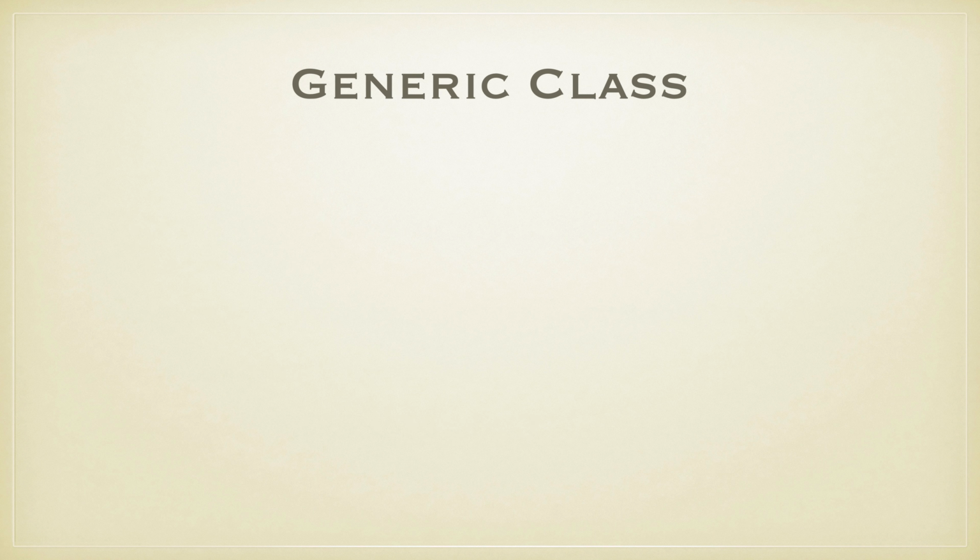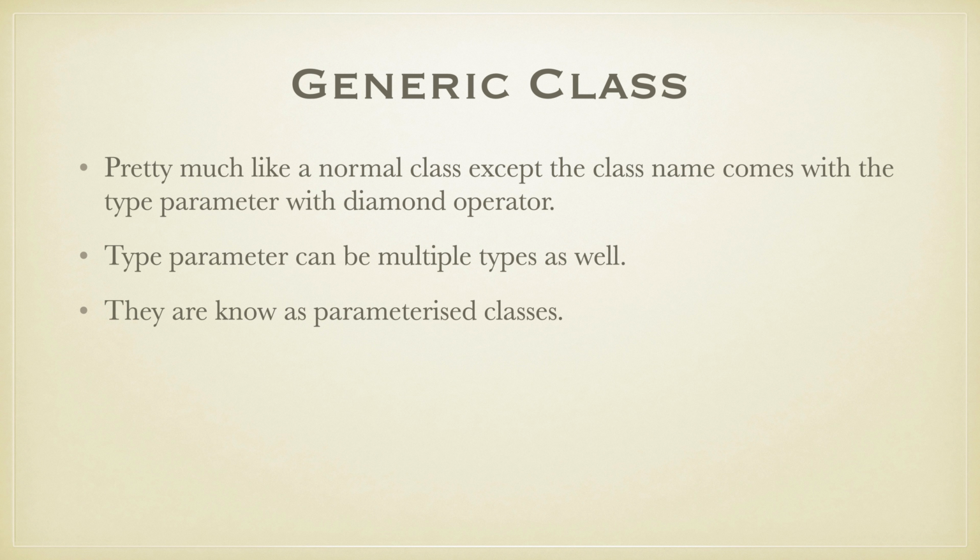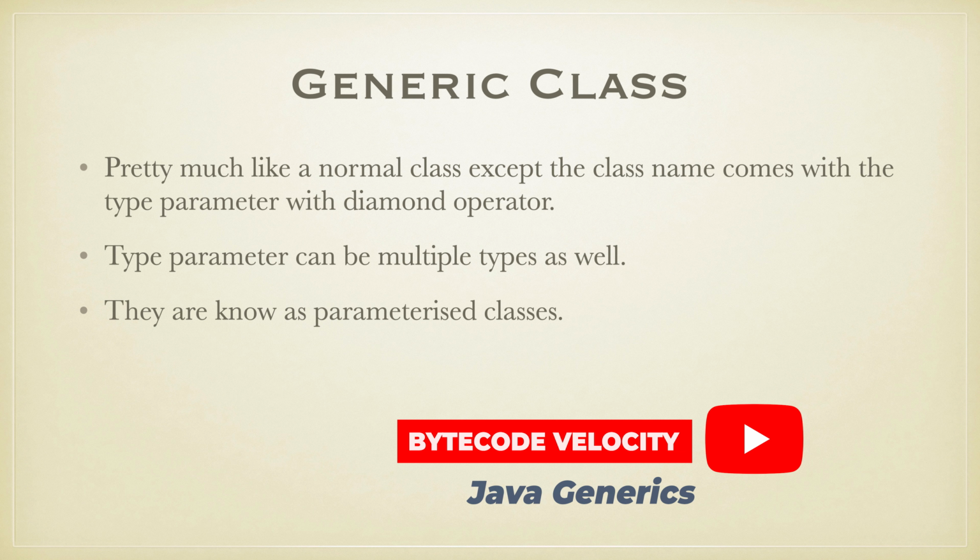Hello everyone, welcome back. So now we understand what a generic is. Now let's talk about what a generic class looks like. It's pretty much like a normal class. You're creating a class called test and writing something in it, and a generic class is pretty much the same thing. All you need to do when you're creating a class name is, with the diamond operator, provide some type parameter. The type parameter makes the class a generic class.